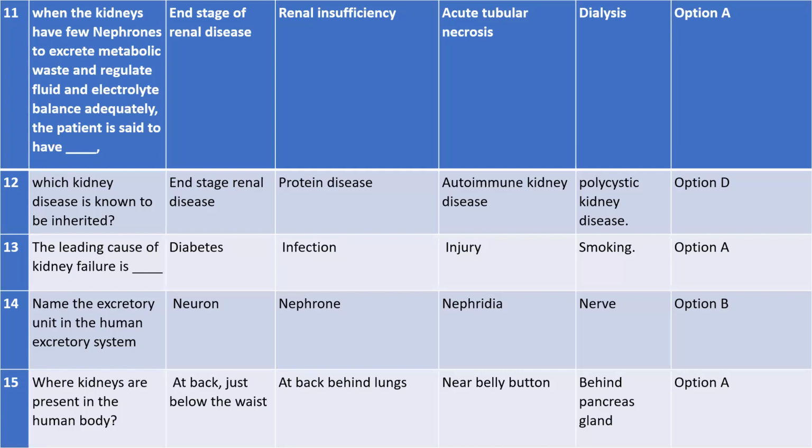Number 12, which kidney disease is known to be inherited? End stage renal disease is not inherited at all, protein disease is not inherited either, autoimmune kidney disease is also not. Polycystic kidney disease is the inherited renal disease, because under polycystic kidney disease you get two types, and those types are inherited. That is why option D is the correct answer.